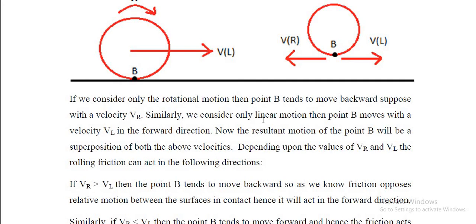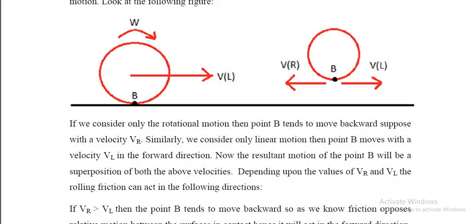But when VR is less than VL, the body will move in the forward direction, and at this point the friction force acts in the backward direction. But if VL is equal to VR, although the body will be moving in the forward direction, the frictional force is zero. This condition is like when a body is moving where the frictional force is zero, although VL equals VR.